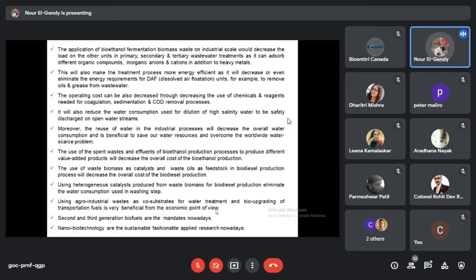The use of waste biomass as a catalyst and waste oils as a feedstock in the biodiesel production process will decrease the overall cost of biodiesel production. Using heterogeneous catalysts produced from waste biomass in biodiesel production eliminates the water consumption used in the washing step. Applying homogeneous catalyst for biodiesel production, using agro-industrial waste as co-substrate for water treatment and bio-upgrading of transportation fuels is very beneficial from the economic point of view. Second and third generation biofuels are the mandates nowadays. Nanobiotechnology is sustainable, fashionable applied research nowadays.